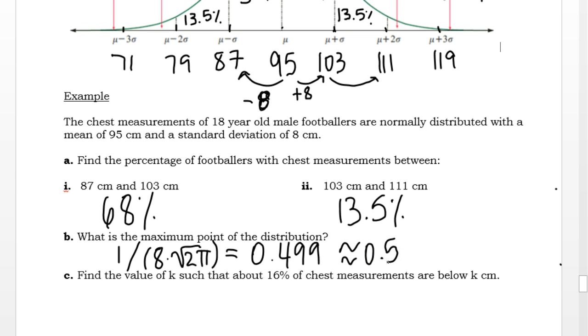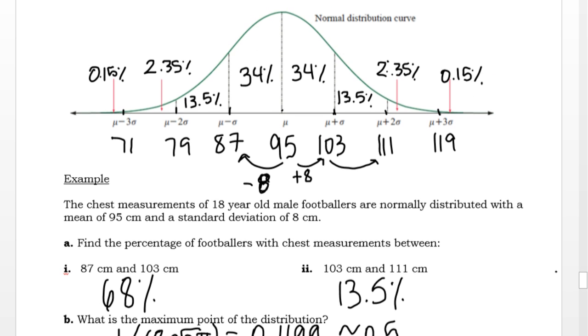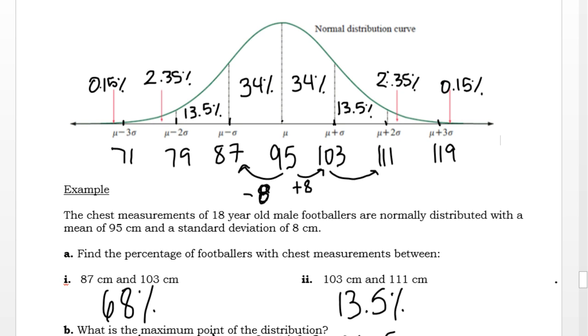The final example says, find the value of k such that about 16% of the measurements are below k. So if I want to find whatever value has 16% below, I need to start on this end and work my way that way and keep adding values until I get to 16%. At the first region, right here, 71, I only have 0.15% of the population.